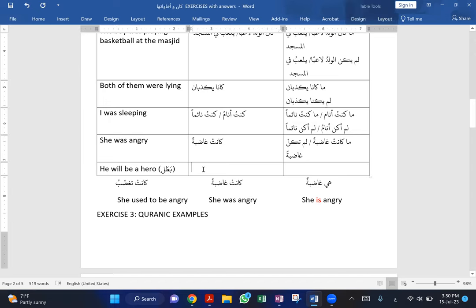All right, let's do the last example. He will be a hero. The word for hero is batal. Sayakun.